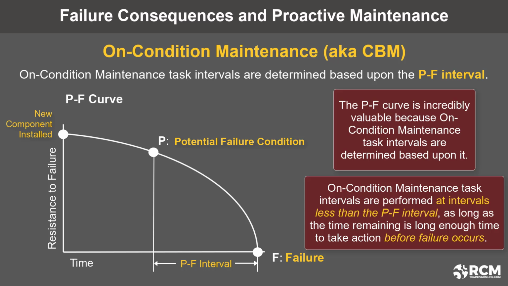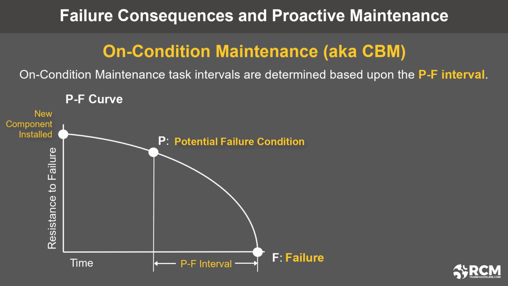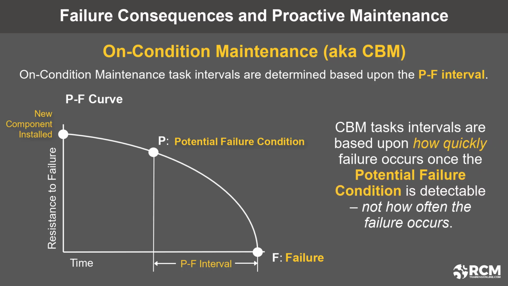On-condition maintenance tasks are performed at intervals less than the P to F interval, as long as the time remaining is long enough to take action. All of this makes an on-condition task interval technically appropriate. If it costs less to do the on-condition task than to run it to failure, in monetary terms or risk, then the on-condition task is worth doing. One key idea to take away from this is that CBM task intervals are based upon how quickly failure occurs once the potential failure condition is detectable, not how often the failure occurs.